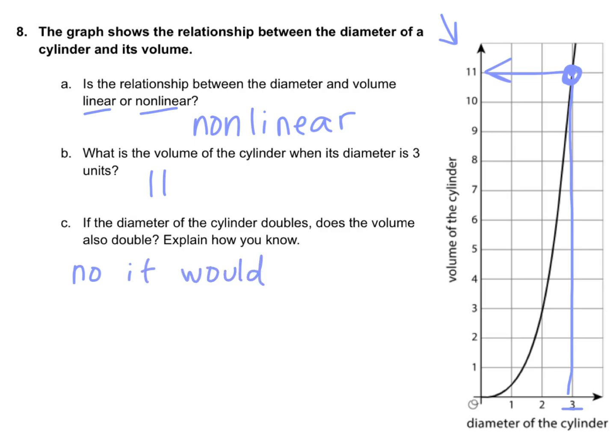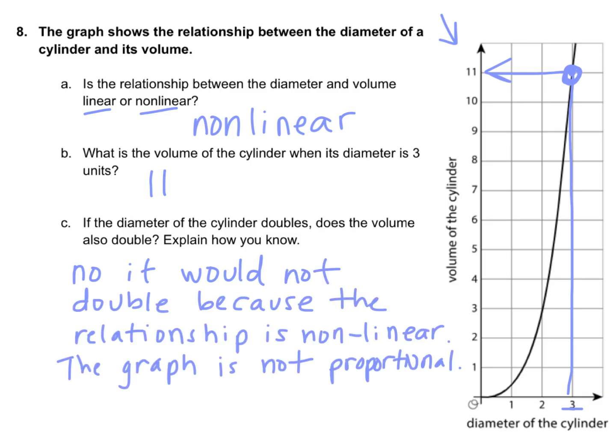And that's because the relationship is non-linear. And then I added another note that the graph is not proportional and not linear. So the volume would not double if the diameter doubles.